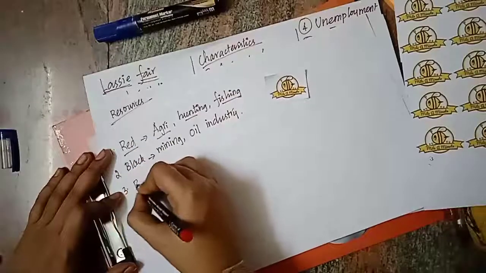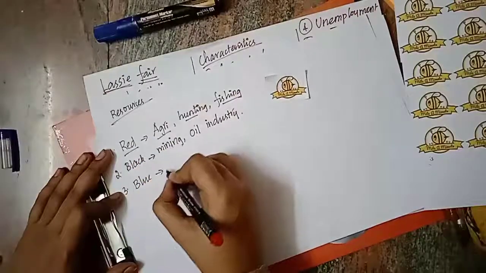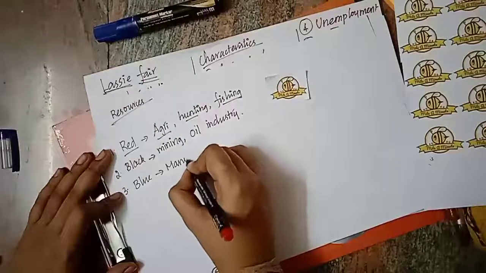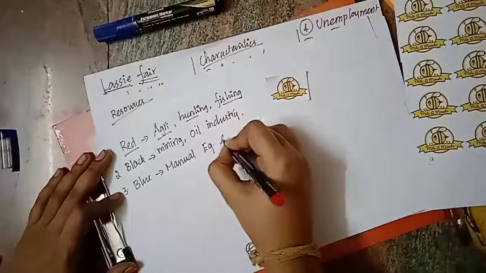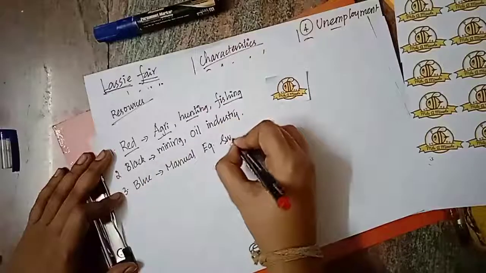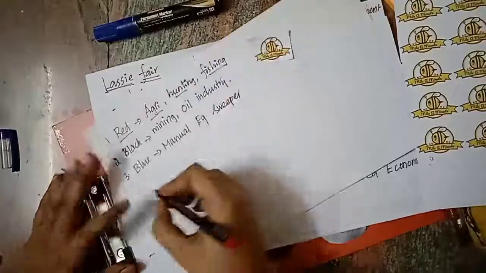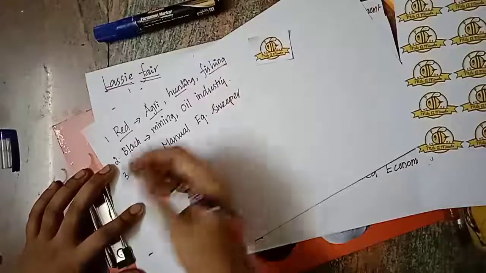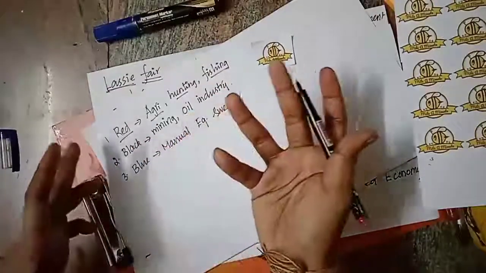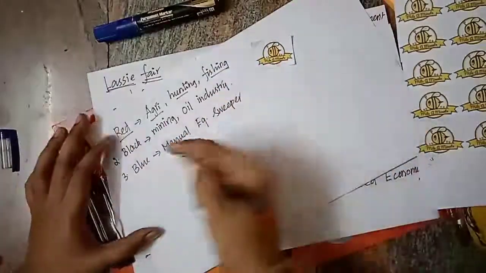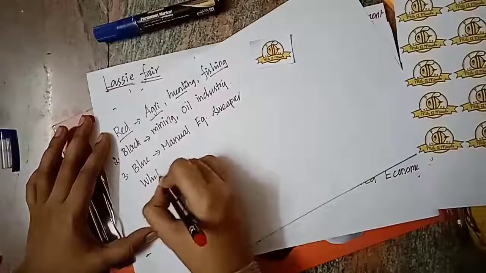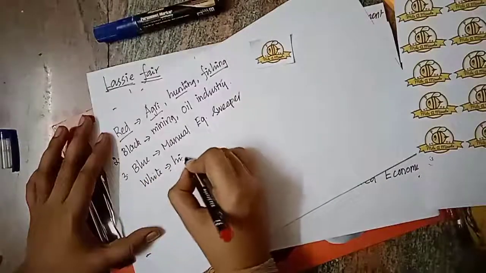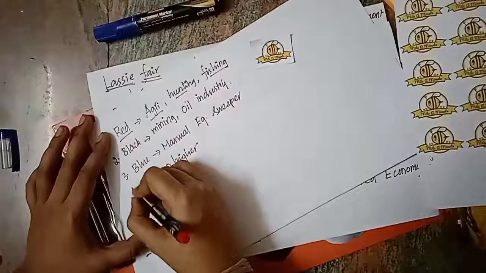Then third, blue. Blue is for manual workers. Example, sweepers. So for manual workers, example sweepers, their color is blue. And white. White is for higher officials, white collar jobs. We usually use this term, white collar job. So white color is for higher officials.